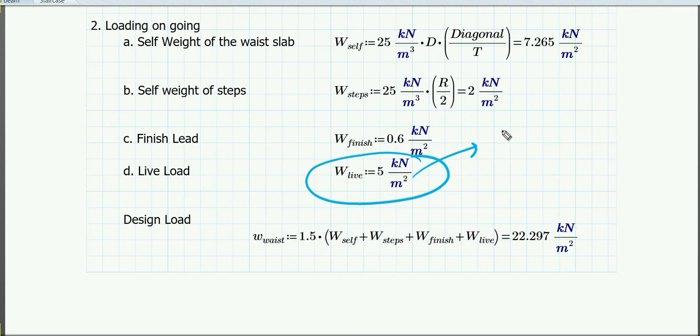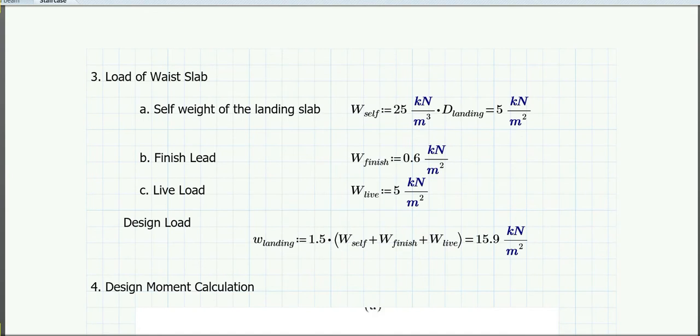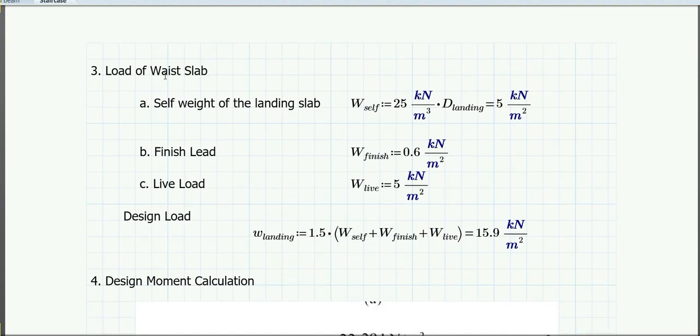This is because the staircases are used for communication. So during hazardous conditions, the load on the slabs might be very high. That is why a higher value is considered. Generally, 5 kilonewton per meter square is used for slabs. Understood? So this is the load on the waist slab, in kilonewton per meter square. Okay, clear? Next we will calculate the load on the landing slab.